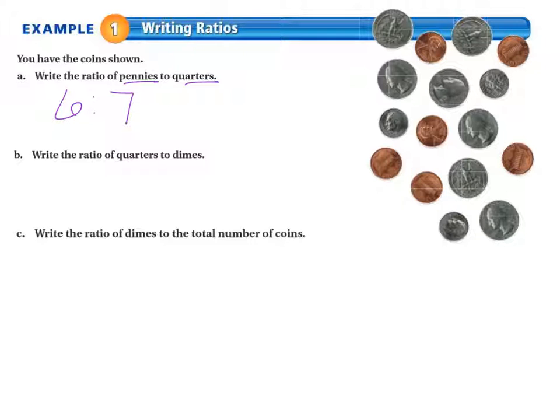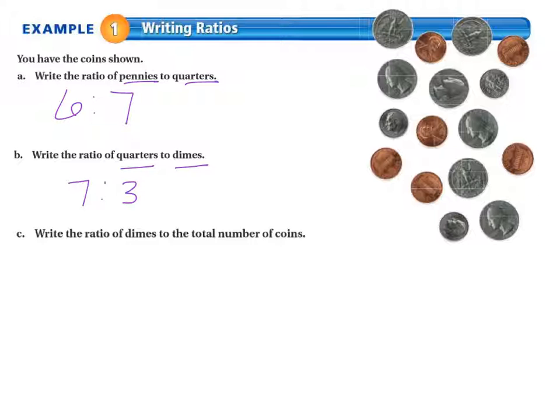For B, it says write the ratio of quarters to dimes. So quarters come first, then dimes. For quarters, we already know there were 7. Put the colon, and then you can write the number of dimes. I see 1, 2, 3 dimes.